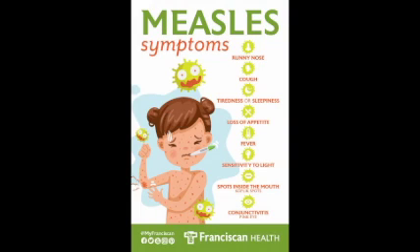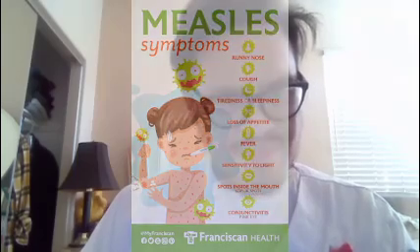Constitutional signs and symptoms include anorexia, abdominal pain, malaise, and generalized lymphadenopathy. Therapeutic management would be to prevent with immunization. Supportive treatment includes bed rest during the febrile period, antibiotics, and antipyretics. Complications include otitis media, pneumonia, obstructive laryngitis, and laryngotracheitis. It is advised to administer vitamin A for these children.